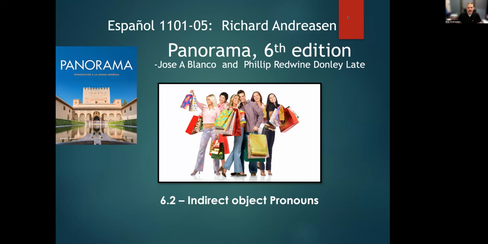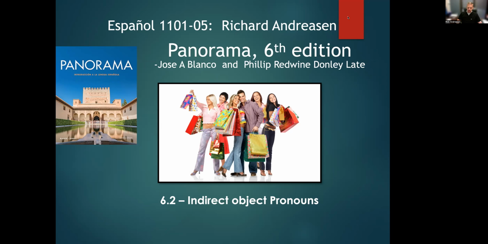Hey guys, so today we're going to look at section 6.2 from Panorama, and we're going to look specifically at indirect object pronouns. In the last lesson, chapter 5, we talked about direct object pronouns. That's when you substitute the thing that's receiving the action with a pronoun. So instead of saying I hit the ball, I hit it.